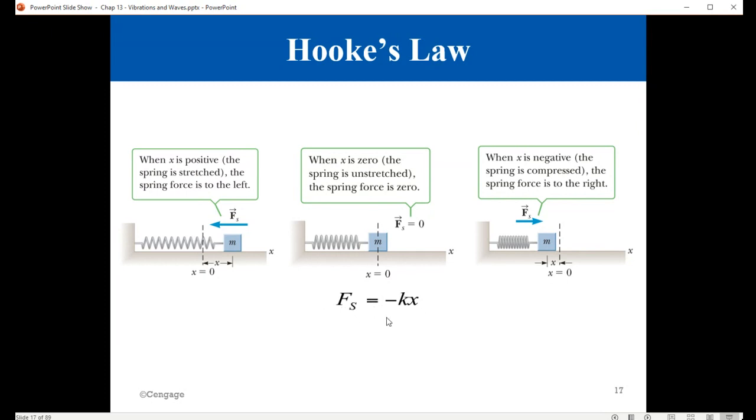This law was discovered in 1678 for the first time by a guy named Hooke. So it was named after him, Hooke's law. It's a fundamental law when we study elasticity, when we study periodic motion. It allows us to understand the full motion as we will see in this lecture.